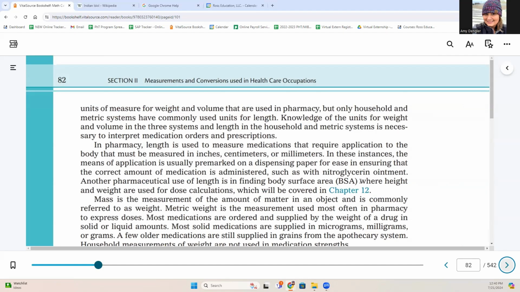Knowledge of the units for weight and volume in the three systems and length in the household and metric system is necessary to interpret medication orders and prescriptions. In pharmacy, length is used to measure medications that require application to the body that must be measured in inches, centimeters, or millimeters. In these instances, the means of application is usually pre-marked on a dispensing paper for ease in ensuring that the correct amount of medication is administered, such as with nitroglycerin ointment. Another pharmaceutical use of length is in finding body surface area, where height and weight are used for dose calculations.